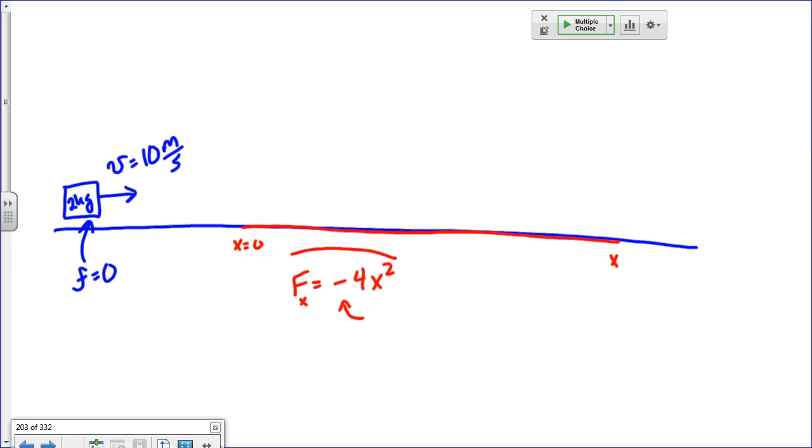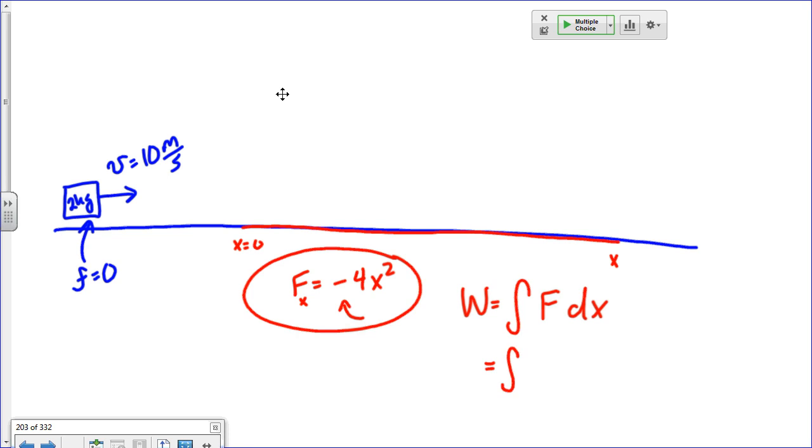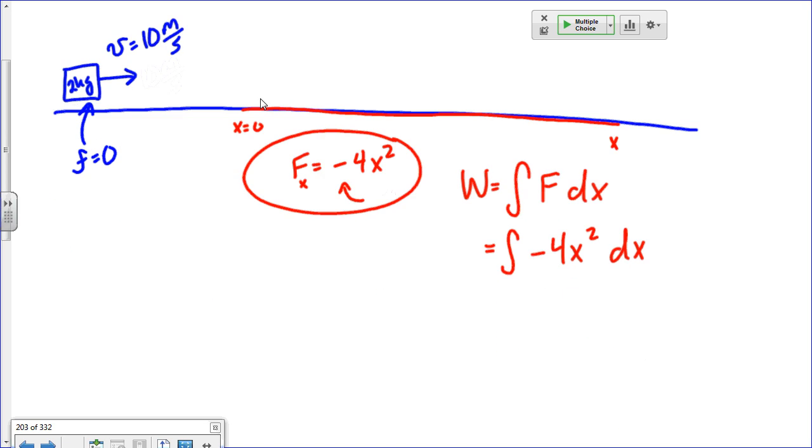So this force does a certain amount of work. That work is equal to the integral of f dx, which is equal to the integral of negative 4x squared dx, which is equal to negative 4x cubed over 3. Remember, for x to the n, the integral of that is x to the n plus 1 divided by n plus 1. And then I have to evaluate this from x initial to x final.